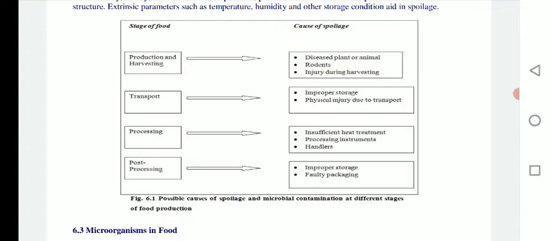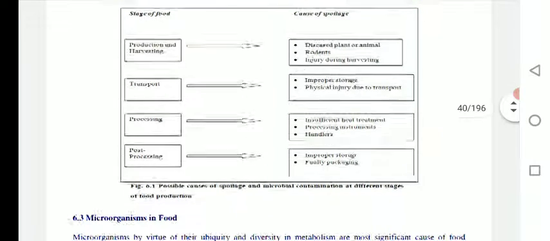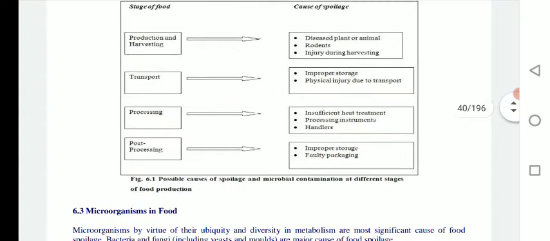So in case of production and harvesting, food is mainly spoiled by diseased plants or animals, rodents, and injury during harvesting. Then next, while transporting this food, improper storage and physical injuries during transportation can lead to spoilage of food.